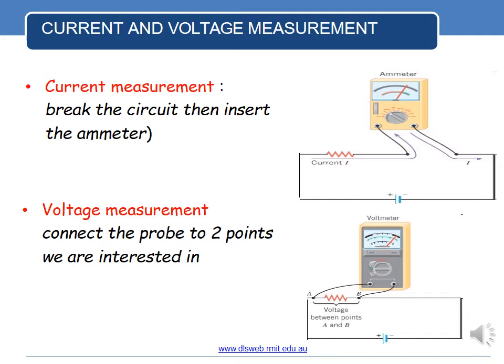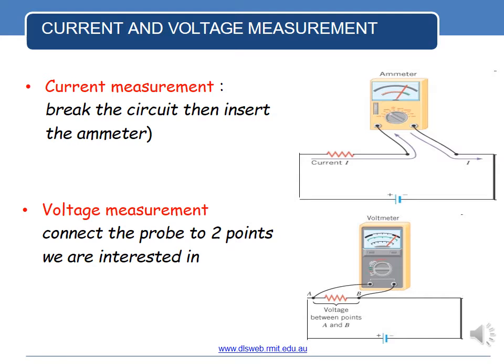How to measure current and voltage? To measure current, we have to break the circuit, then insert the ammeter, or the current meter. So if you have a circuit like this, for example, with a battery and a resistor here, and you want to measure the electrical current flowing in this circuit, you have to break it and let the current flow into the ammeter.